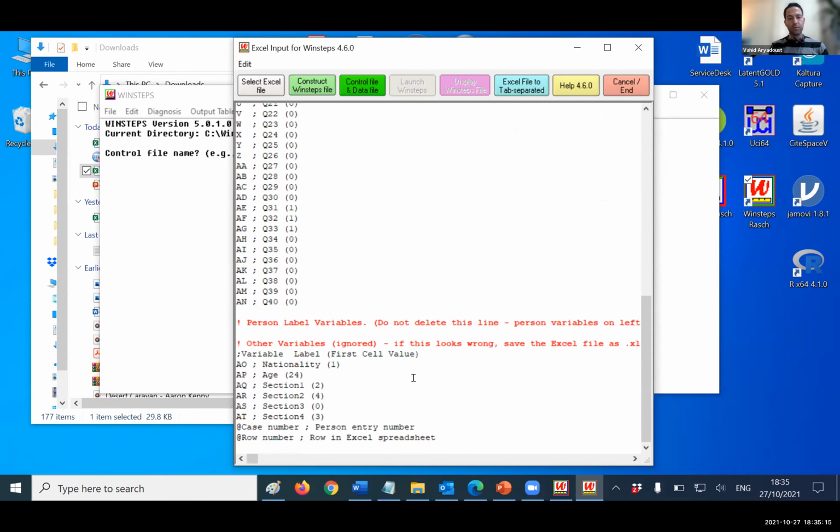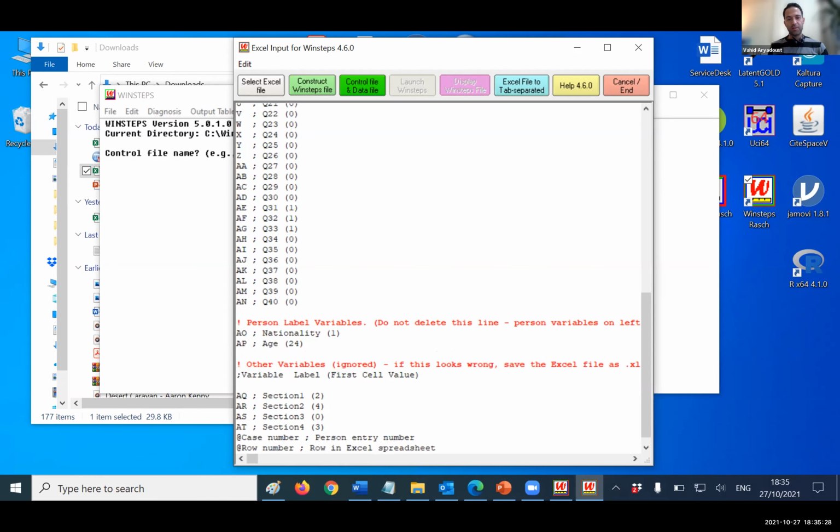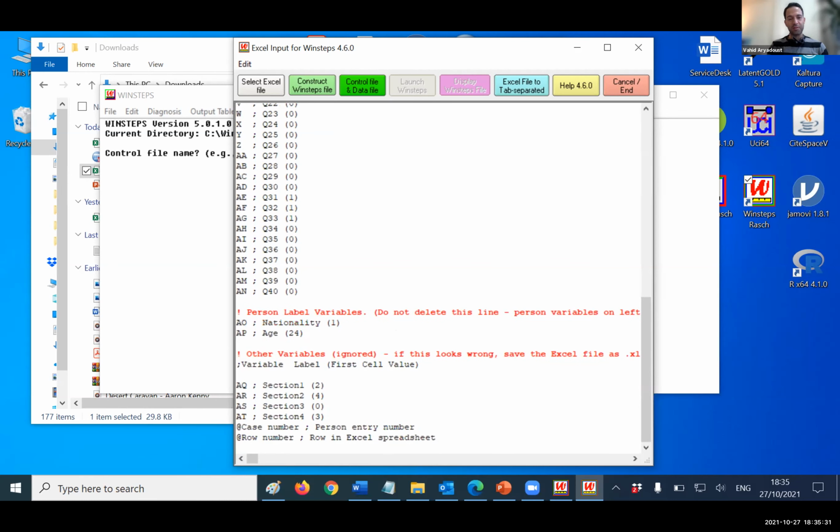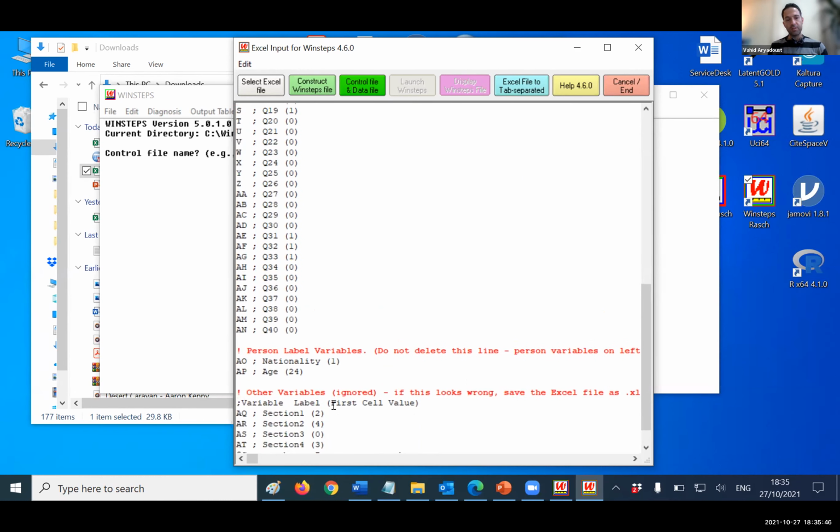Now, if you're interested to get, for example, one of these person variables like the nationality or age, you can just cut and paste, or really drag and drop also works. Some basic Windows operation stuff, nothing very difficult to do. And the reason I do not include the rest of these items here is because they are not test items, they're something else.